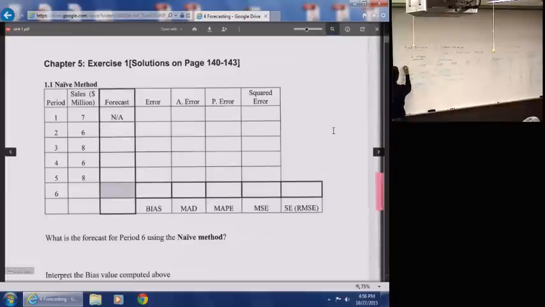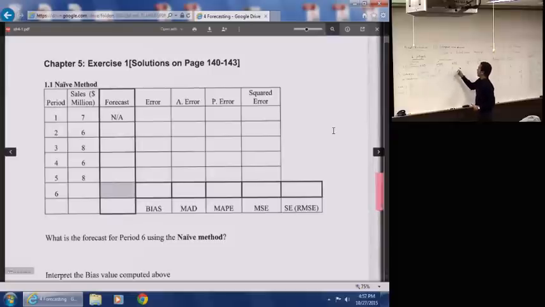And bias is a little different. Closer to 0 means better. Okay? Next guy, again, very repetitive and it's almost the same.